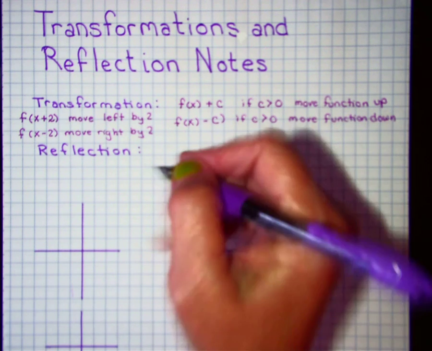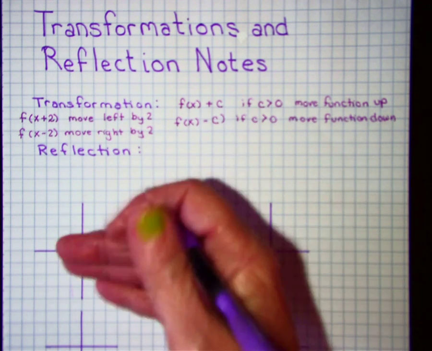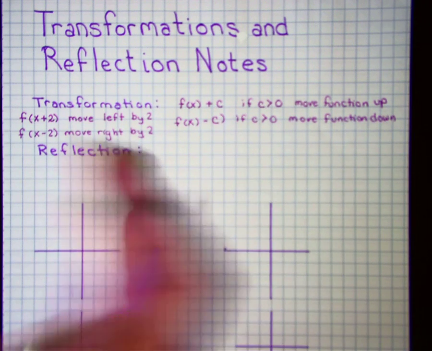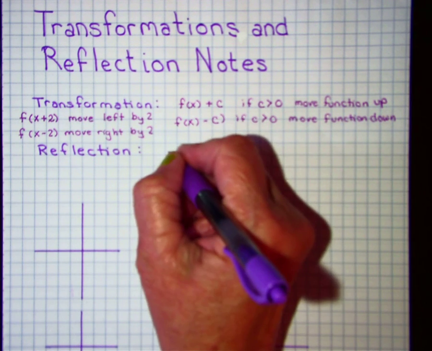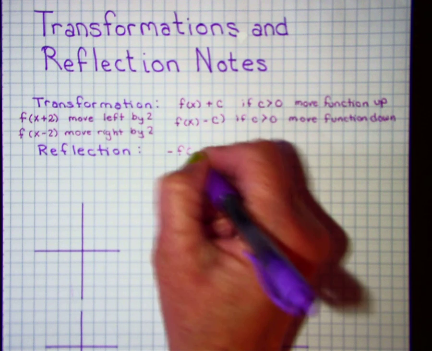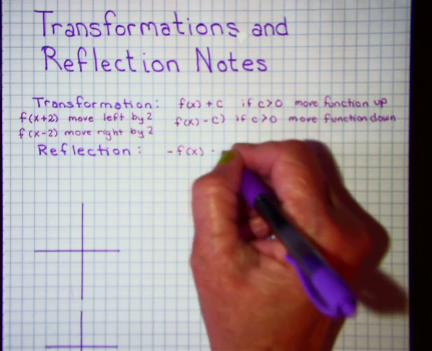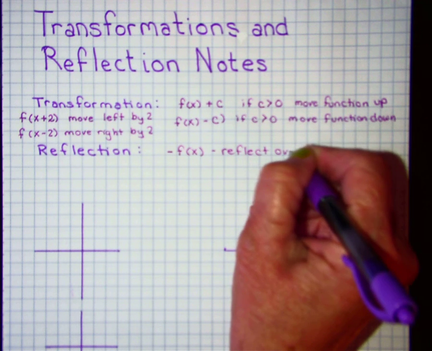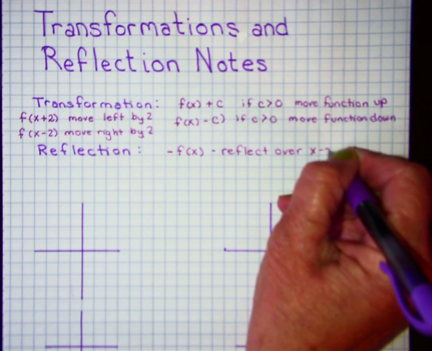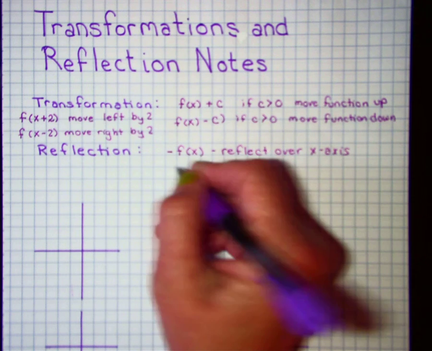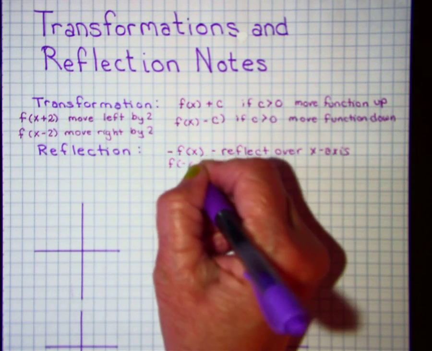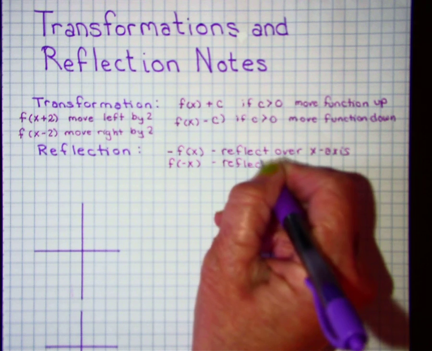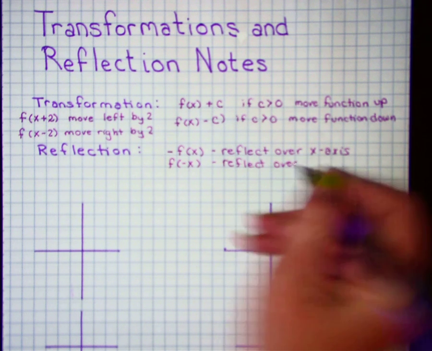Okay, and so these four just will move it along the actual coordinates. The reflection actually will allow the function to flip or reflect completely over the x-axis or the y-axis. If we have a negative f of x, that will reflect over the x-axis. And if we have an f of negative x, that will reflect over the y-axis.